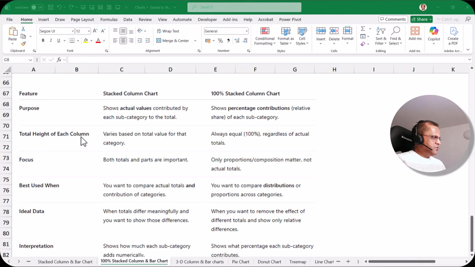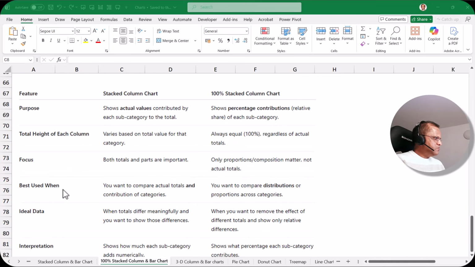Total height of each column. In the normal stacked column chart, it varies depending upon the total value, total sales or total profit. The height of the column will change, but in the 100% stacked column chart, it is always equal to 100%. The height of all the columns will always be the same, 100%, regardless of the actual totals. The focus of the stacked column chart is that we can see both the totals and the parts. If they are very important, then we go for this stacked column chart. But if we are interested in the proportions or the composition within each product or each category, then we go for the 100% stacked column chart.